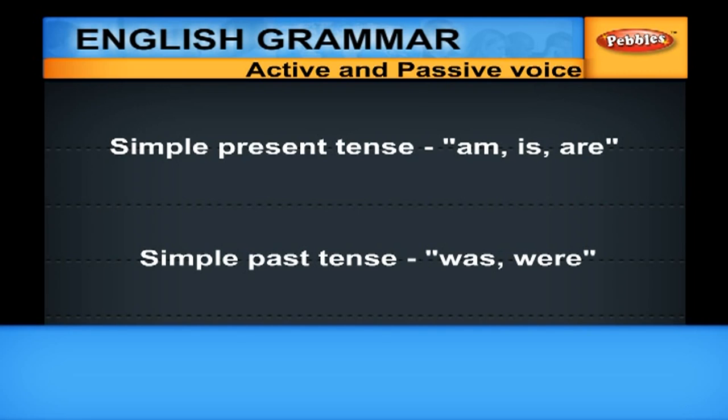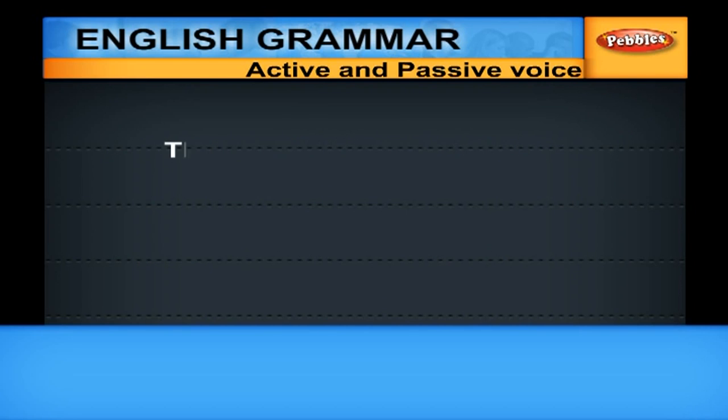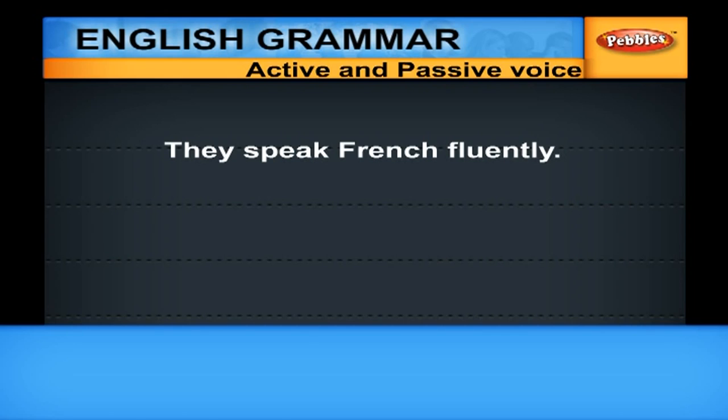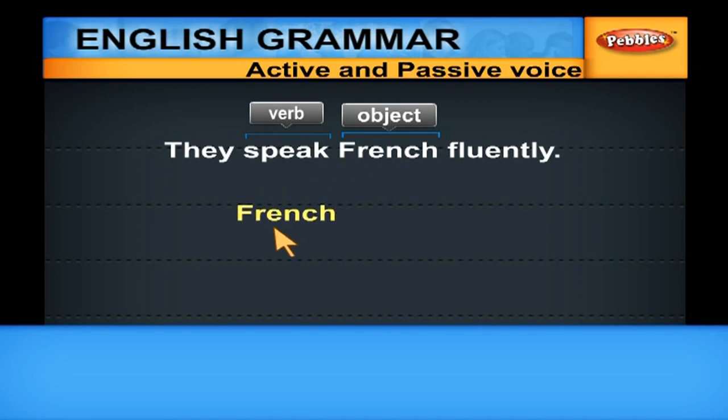For example, take this sentence. They speak French fluently. How do you change it into passive voice? Stage 1. You have to identify the object. What do you have to do to find the object? You have to ask the question whom or what after the verb. They speak what? French. So, French is the object. French becomes the subject in the passive voice.